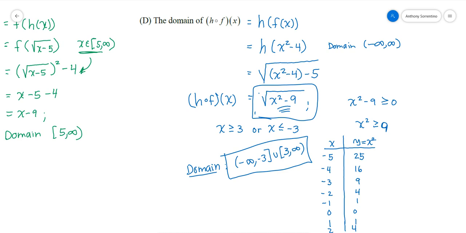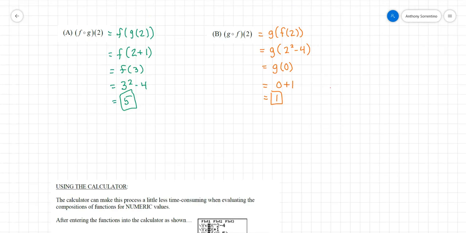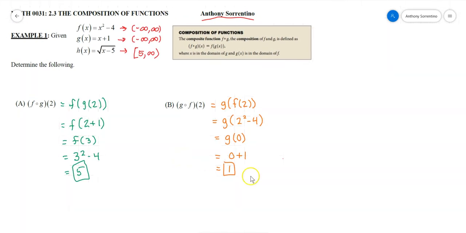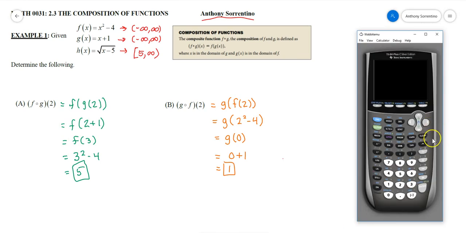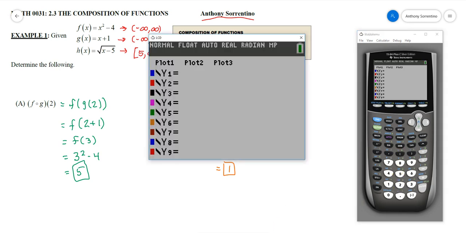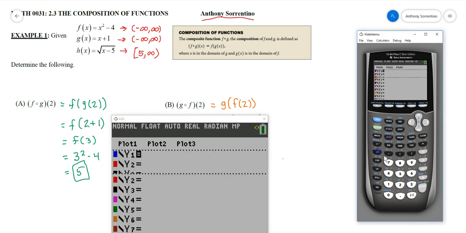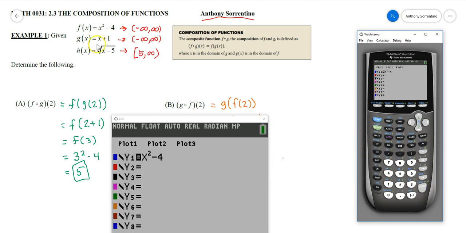Going back up to the original two, which just dealt with finding numbers, and you have the calculator summary on this. I'm going to show you this on the sheet as well, but just kind of show you in more real time. If I take the two functions f and g, I'm going to let y1 be f of x, so I'm going to have the x squared minus 4. And I'm going to let y2 be g of x. It's going to be the x plus 1.